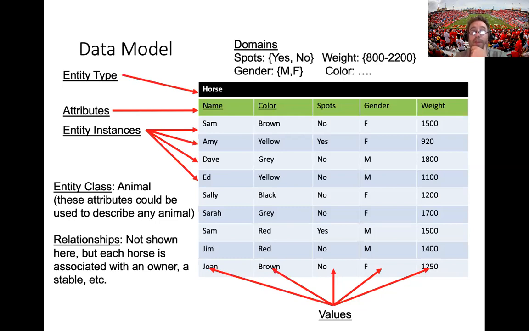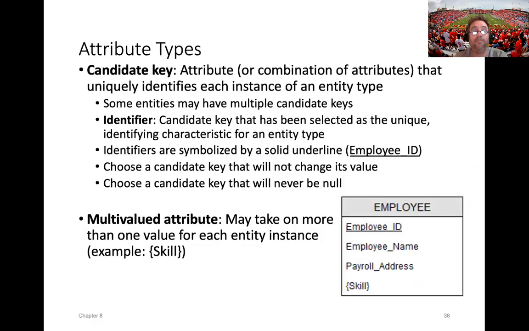And we also had our domains, this property value set, where we define what values you are allowed to enter into your entity. So in spots, you can only put no or yes. In gender, you can only put F or M. In weight, you can only put in a value between 800 and 2200, and so on and so forth. I think we discussed this a lot in class, and I think you have a pretty good understanding all about that.